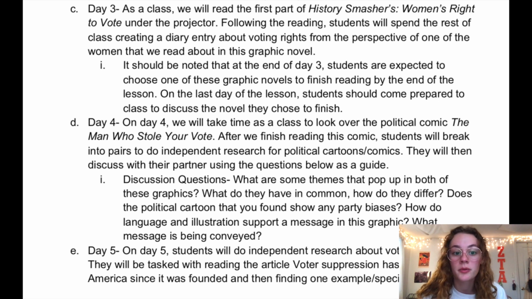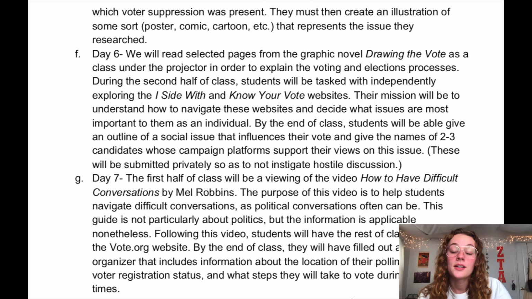On day 4, we will take time as a class to look at the political cartoon, The Man Who Stole Your Vote, and then following that, there's going to be independent research about political cartoons and comics, and then they'll discuss with a partner after they figure out their own political cartoon. Day 5 of this lesson, students will be doing independent research about the history of voter suppression with the article provided as guidance. Following that, they will be looking up instances of voter suppression in America and then creating an illustration that shows what happened in a specific instance of voter suppression.